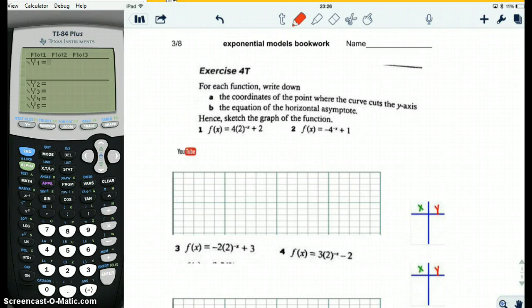Exponential models, page 3, exercise 4T, number 1. For each function, write down the coordinates of the point where the curve cuts the y-axis and the equation of the horizontal asymptote. Hence, sketch the graph of the function. So this is just like the others.